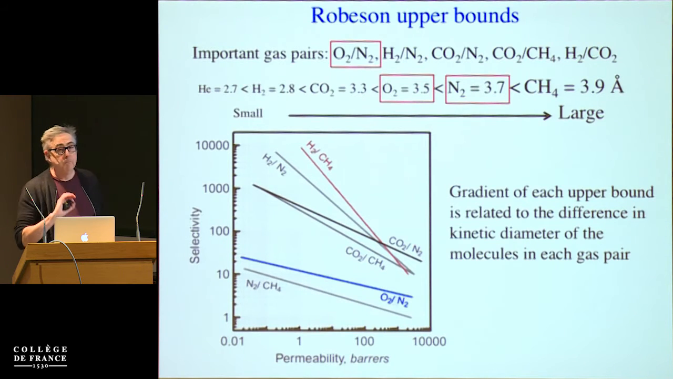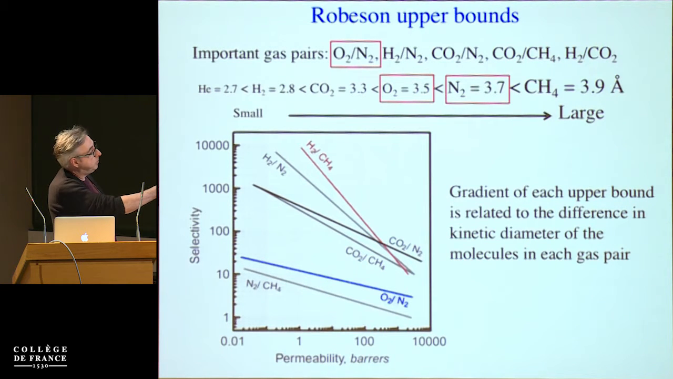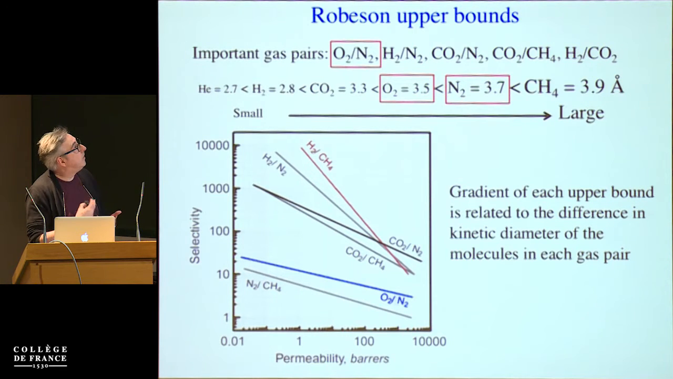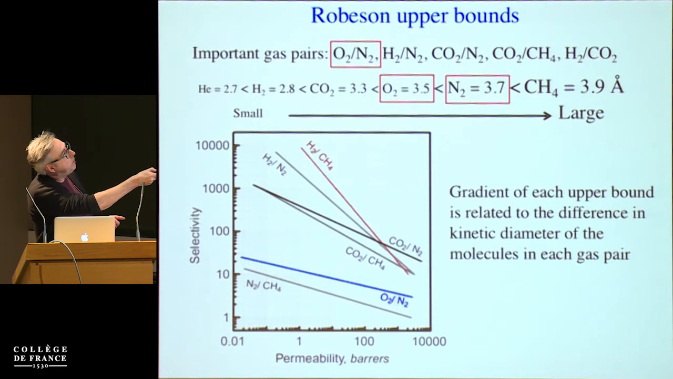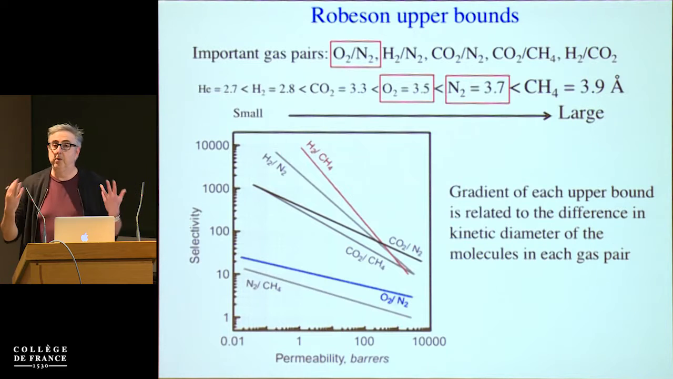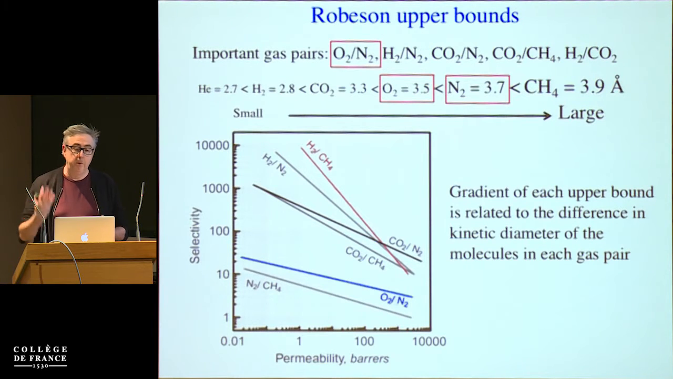For hydrogen nitrogen, much more difficult would be oxygen nitrogen, where the kinetic diameter is very similar for oxygen and nitrogen, just a 0.2 of an angstrom difference, and therefore even at low permeability, you're not getting a massive selectivity. So it's a very shallow Robeson plot, and this is the one that I'm going to concentrate on to show you the development of our polymers, because it's a very clean diffusivity-driven, size-driven separation.